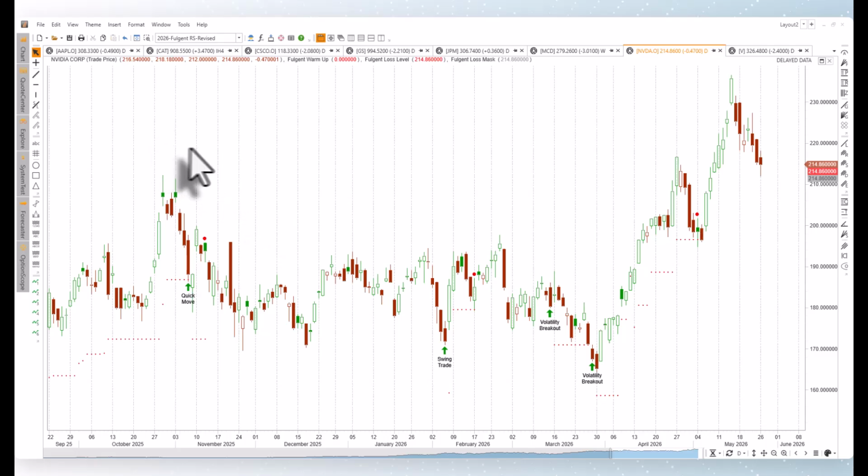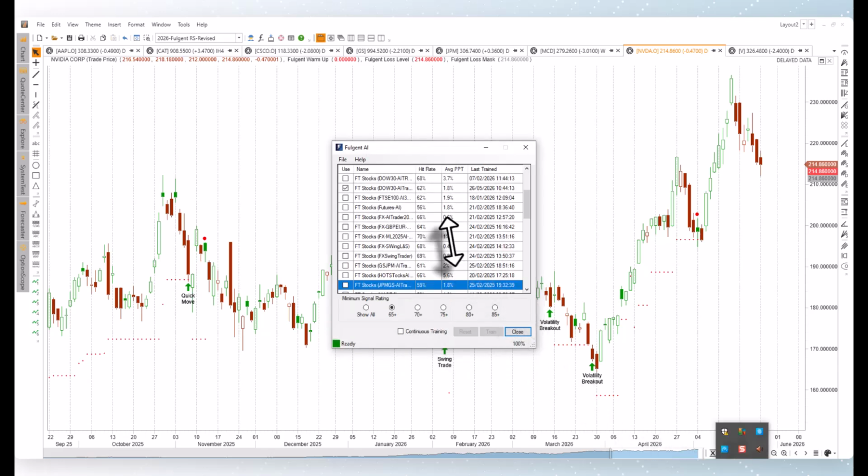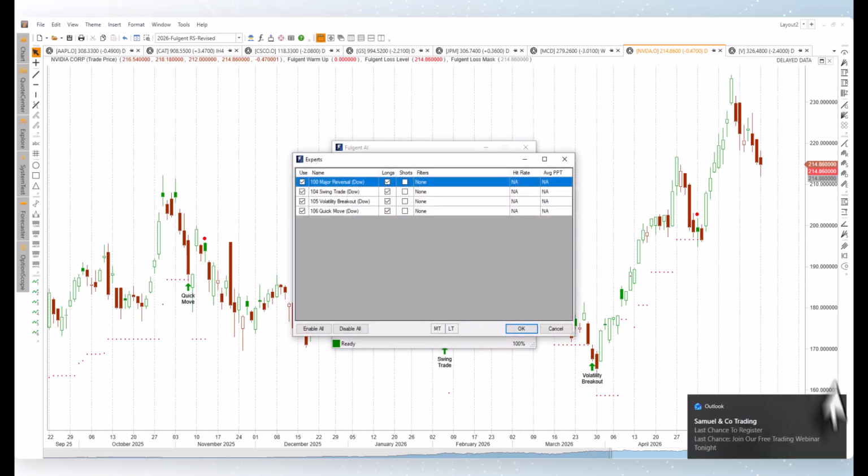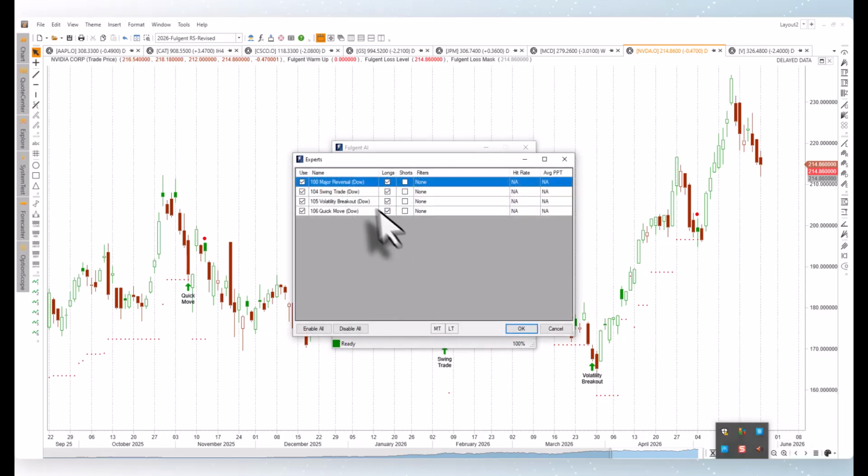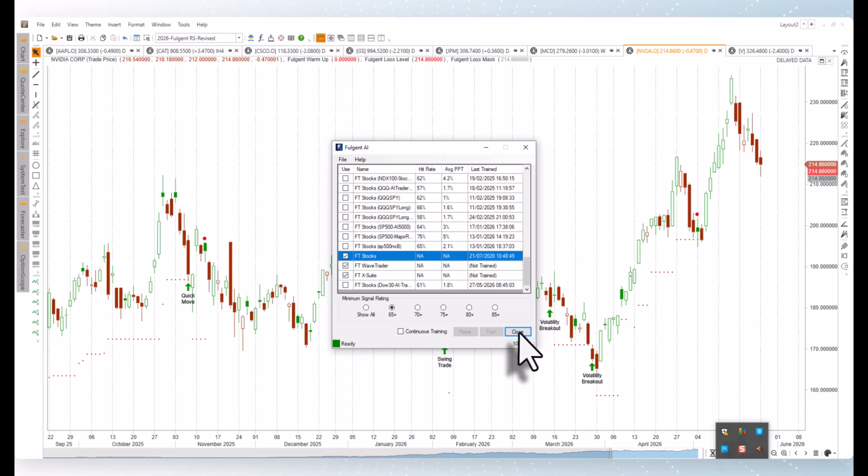Firstly, you go into the Fulgent AI Engine. We're going to load the training module, and we select the stock tab there. You select what strategy you want, all four. Take all four. We're just going to look for longs, and now we're going to close that.